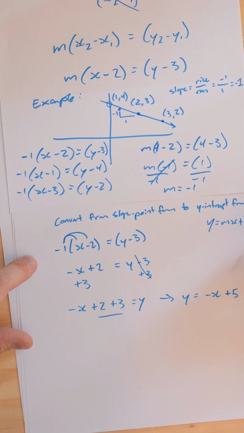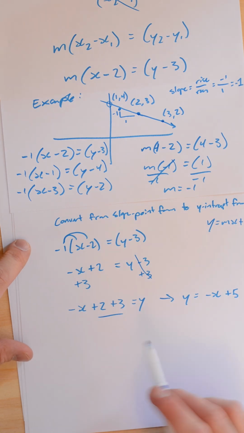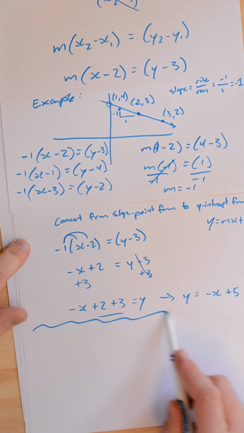And our slope is negative 1, right? So this is negative 1x, we know. So that would be slope y-intercept form of this first equation from slope point form. Doesn't prove they're the same until I figure out all of them.